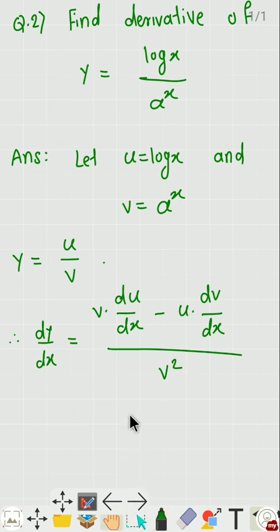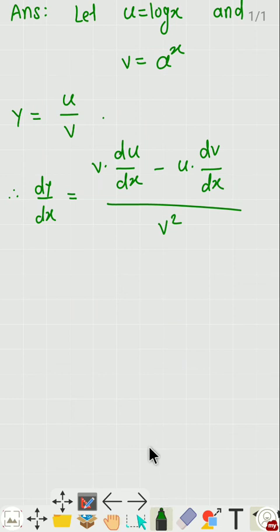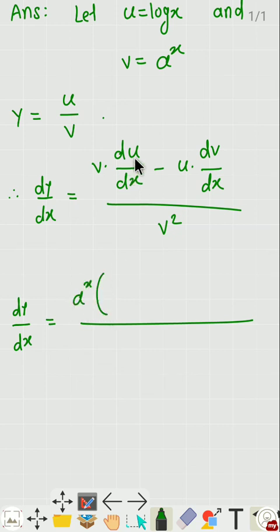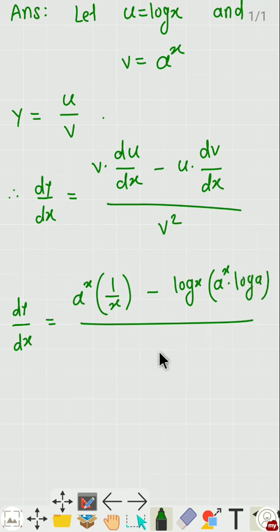Now let us write the values of these derivatives. dy by dx is equal to the v function, a raised to the power x, into the derivative of the u function, the derivative of log x, which is 1 upon x, minus the u function, log x, and the derivative of the v function, a raised to the power x into log a, whole divided by v square, meaning a raised to the power x its square.